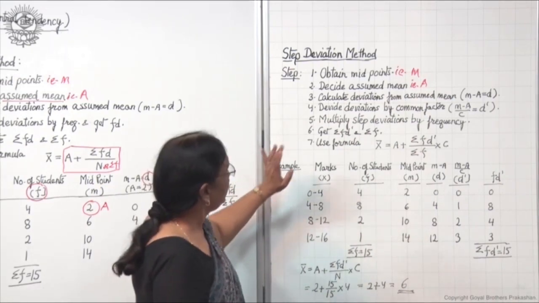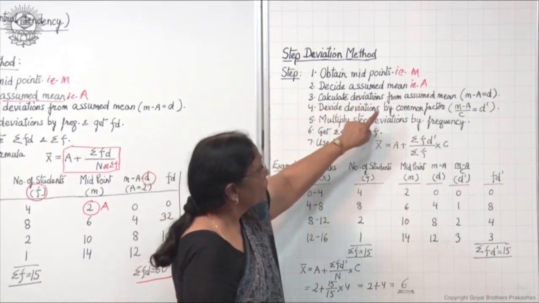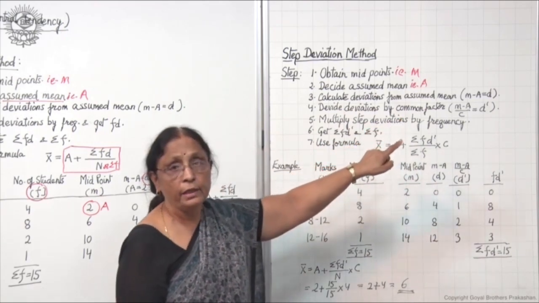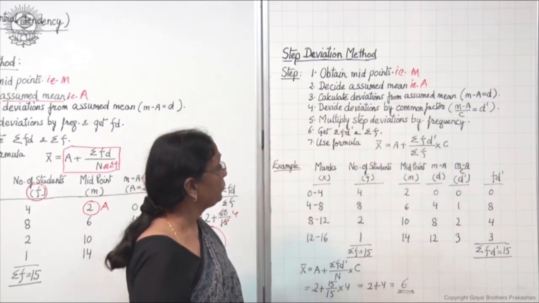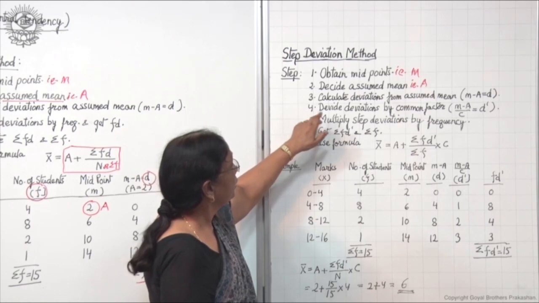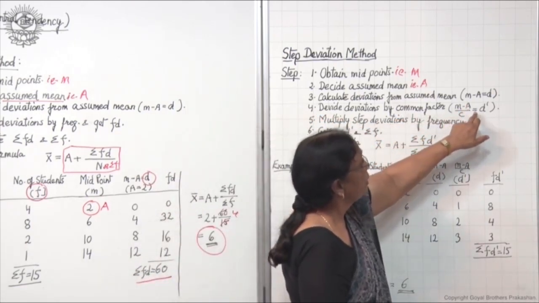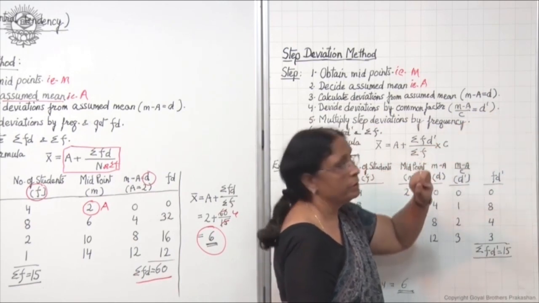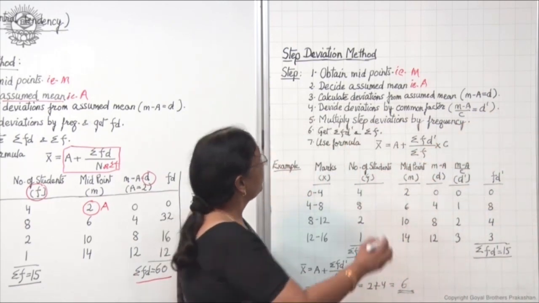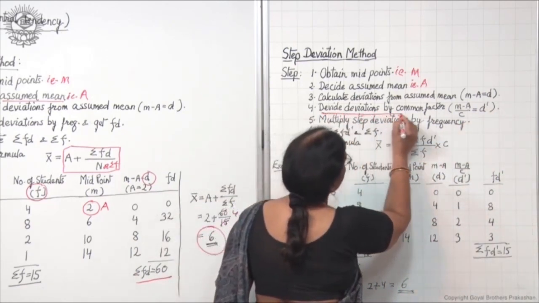Same way as we did earlier. Calculate deviations from the assumed mean, that is M minus A. This is D. Fourth, divide deviations by the common factor: M minus A upon C equals D dash. Now here I will explain this. This is the extra step in the step deviation method.